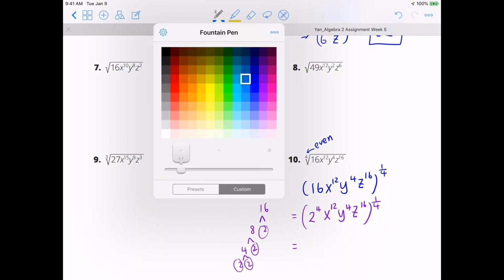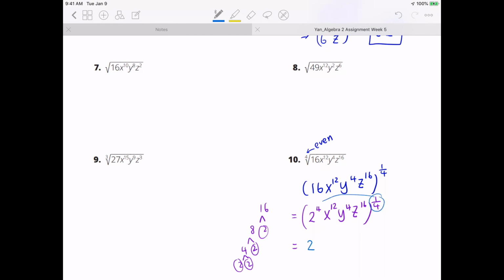Almost done. I got 2 to the, remember 1/4 goes into each of them. So 2 to the first power, which we don't write, x to the third power, y to the 4 divided by 4 is 1, so we don't write that power again, and then z to the fourth power. Okay, since this is an even degree, we've got to put our absolute value bars on the odd ones. So the third power is odd, and just the y is odd. So we've got to put absolute value bars on those two terms. And then this is your final answer.